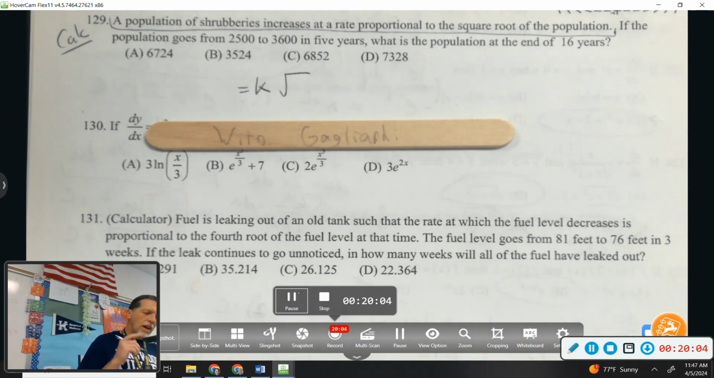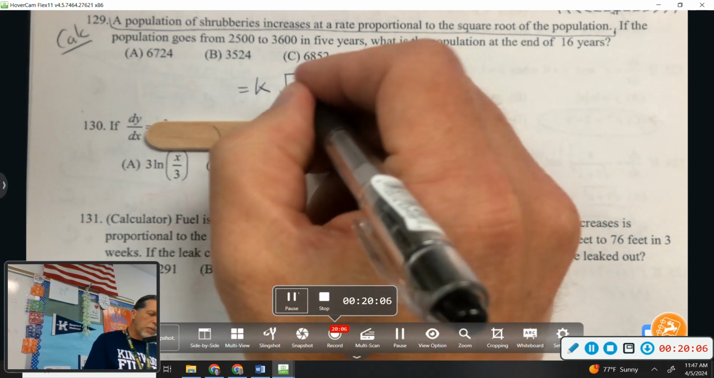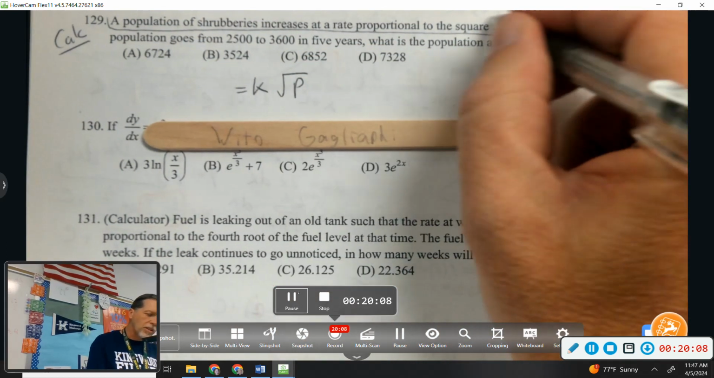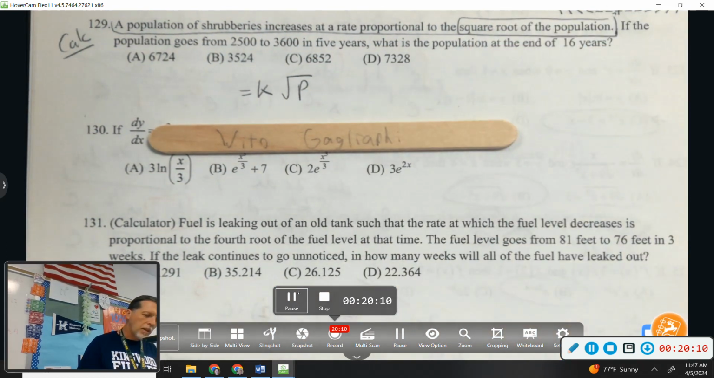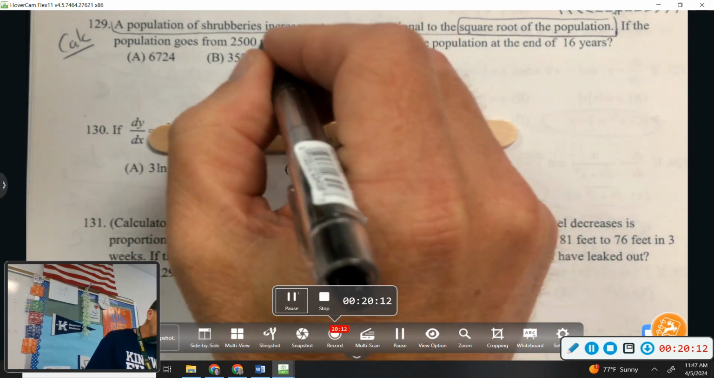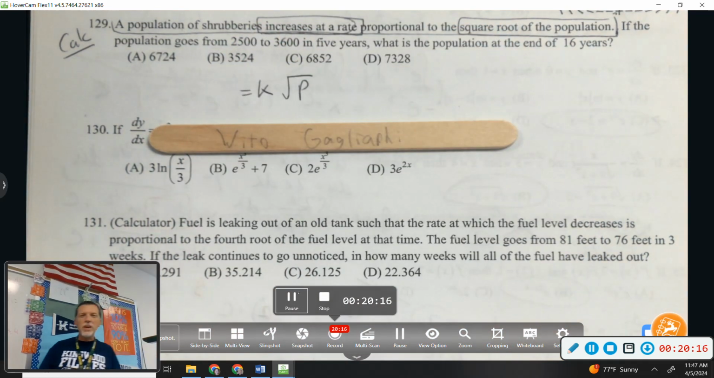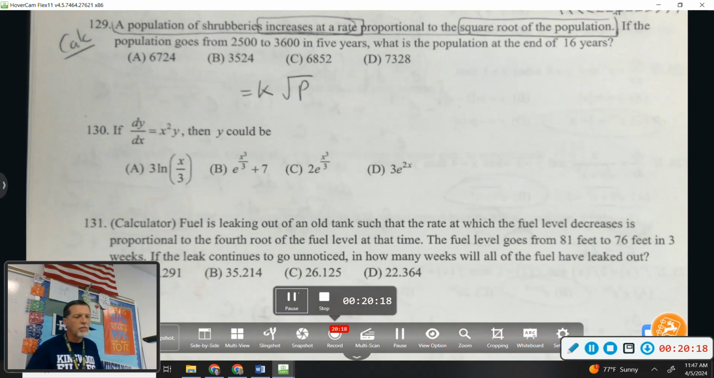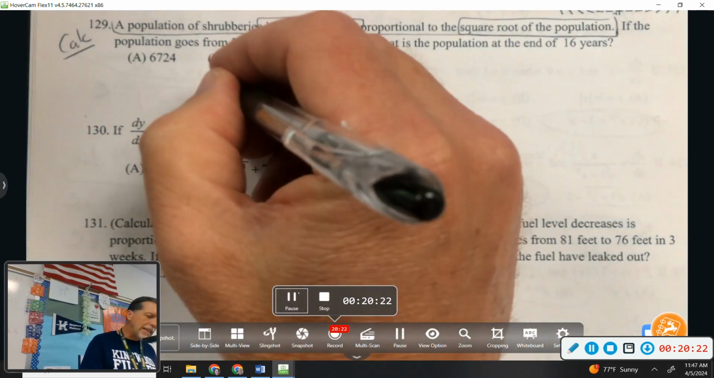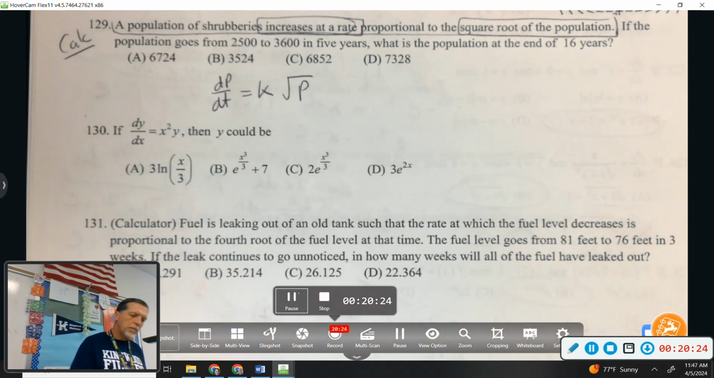Okay, we're close. I like square root of p because it's the square root of the population. So there's square root of p. But on the other side, it increases at a rate. So the other side isn't p. What's the other side? Anybody? dP/dt. dP/dt. Oh, I forgot because k is.